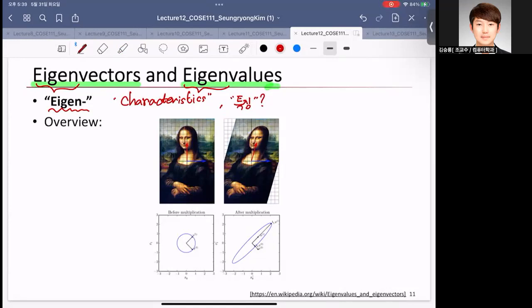So when we are given an arbitrary matrix A, we want to understand the characteristics of the matrix A. This is the eigenvectors and eigenvalues, which is one of the most essential topics or concepts in this semester. Okay, this is the overview.